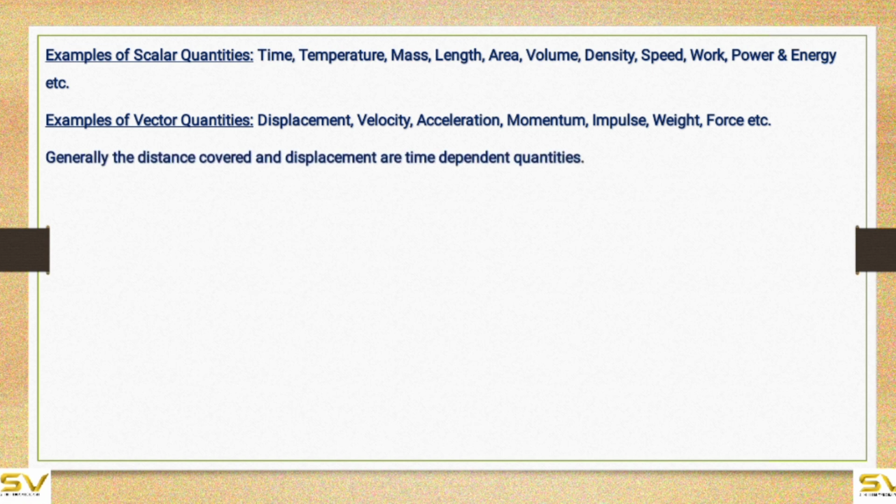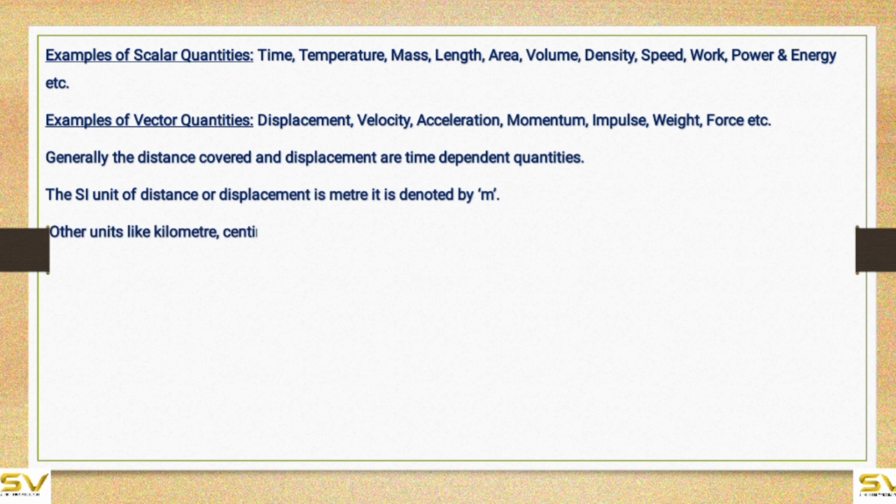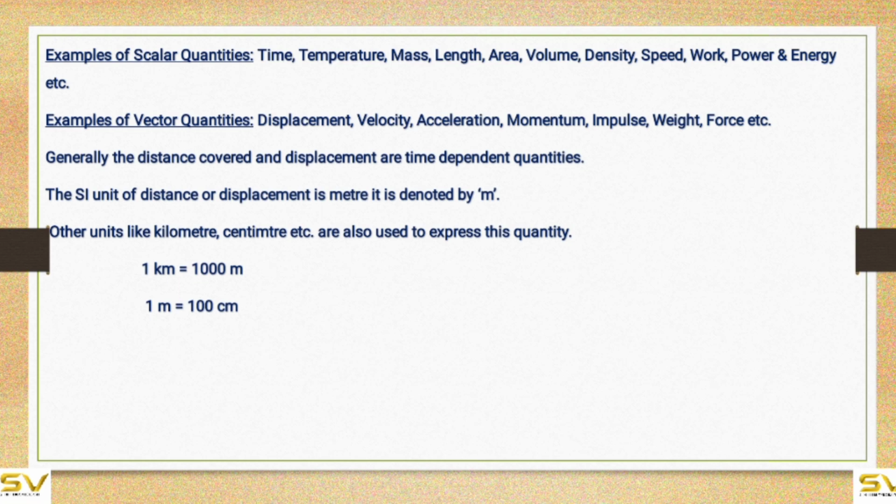Generally, the distance covered and displacement are time-dependent quantities. The SI unit of distance or displacement is meter. It is denoted by m. Other units like kilometer, centimeter are also used to express this quantity, and you all know that 1 kilometer is equal to 1000 meters, whereas 1 meter is equal to 100 centimeters.